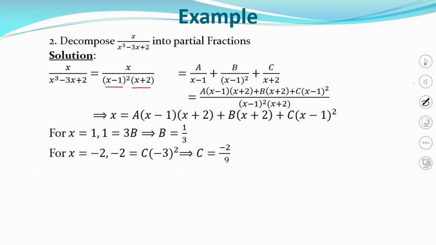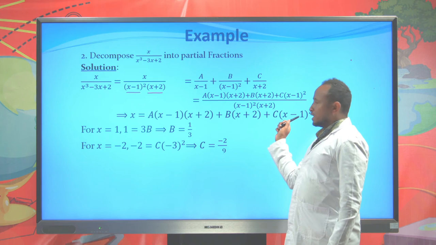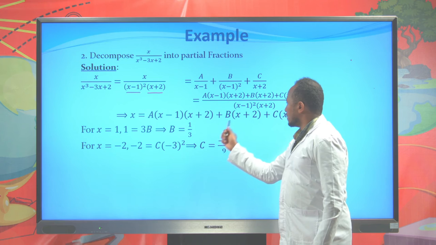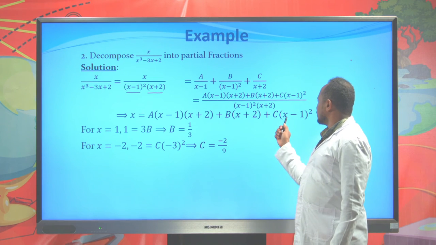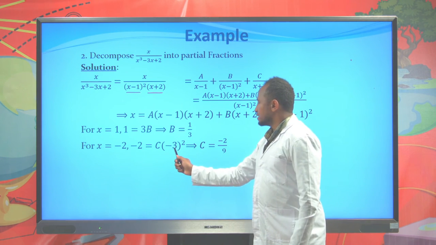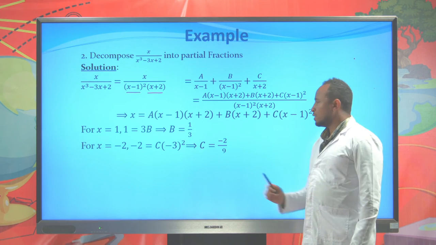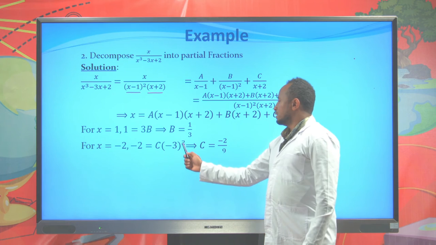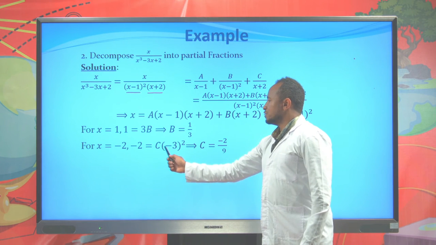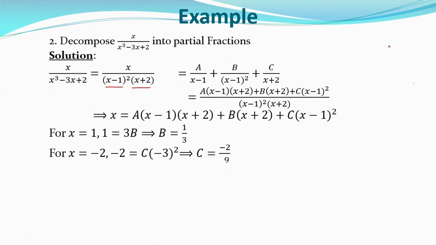To find the other variable, let's select x equal to negative 2. You have only this, the remaining part is cancelled. So negative 2 minus 1 is minus 3, squared, times c. So this implies minus 2 equals 9c. To find c, divide by 9 on both sides, and you'll have minus 2 over 9. C is minus 2 over 9.